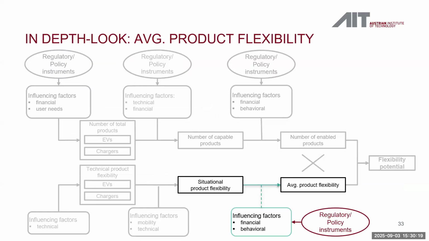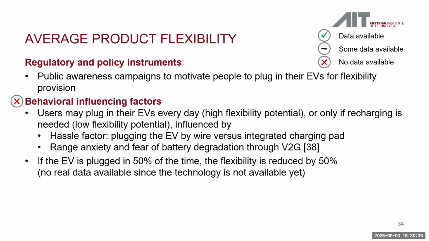And the last one is going from situational product flexibility to average product flexibility, which means we have all the technical aspects together. But now the last step is how people are dealing with it. Then let's look at this. So what are the obstacles?